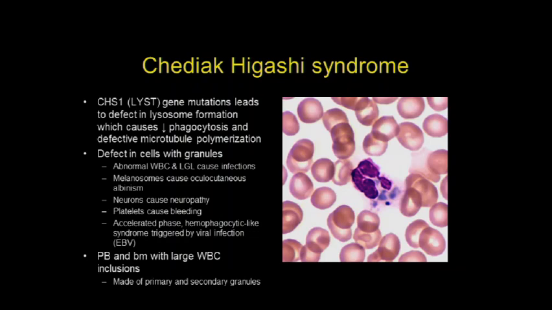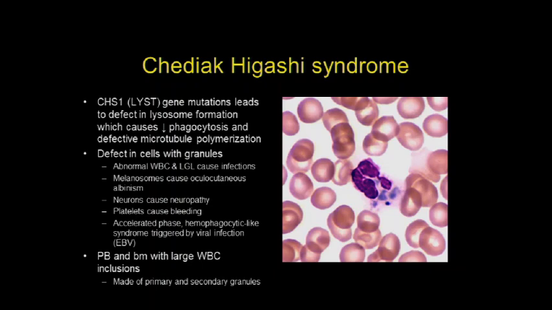If on your boards you saw something like this, a neutrophil with these big purple granules in it, they are pointing you towards Chediak Higashi syndrome. Again, these are white cells, so we're talking about white cell abnormalities. We know that this syndrome is caused by a mutation in the CHS1 gene, and that leads to some defect in lysosome formation, causing problems in phagocytosis and defective microtubule polymerization. So that is what's going on behind the scenes in the cell. But what we see when we look under the microscope is this cell with these abnormal granules in it.